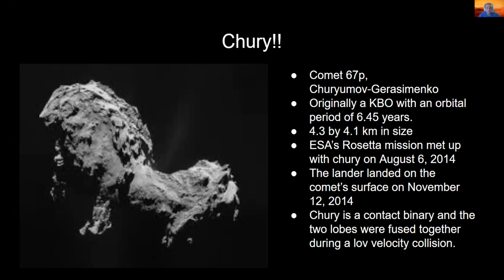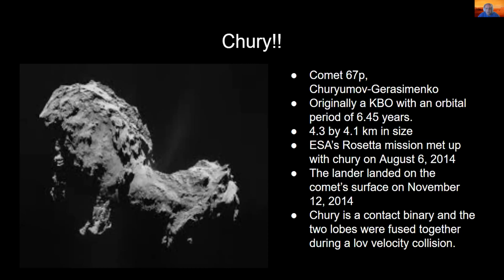So this is one of the comets. This is Chury, we call it. Its official name is Comet 67P Churyumov-Gerasimenko. It was discovered by some Russian person, obviously. And it was originally a Kuiper Belt object with an orbital period of about 6.5 years. And it's only about 4 by 4 kilometers in size.